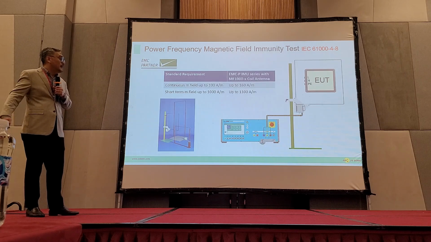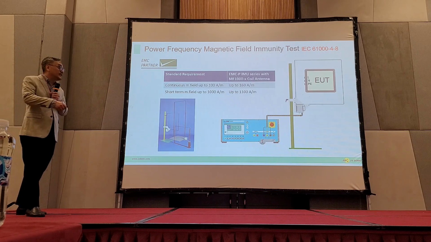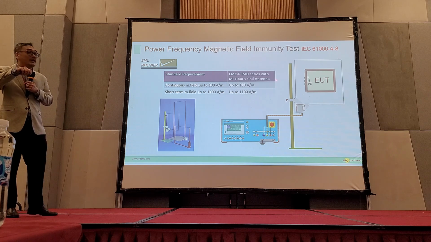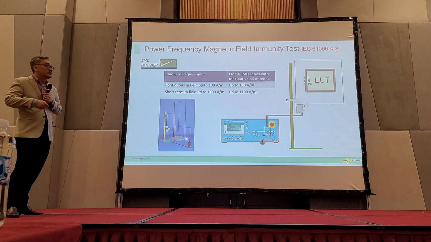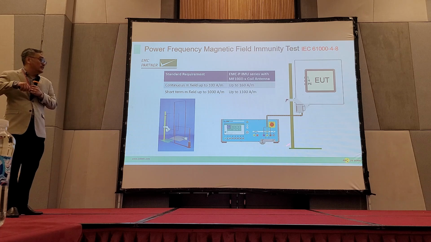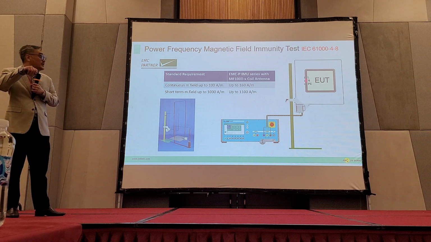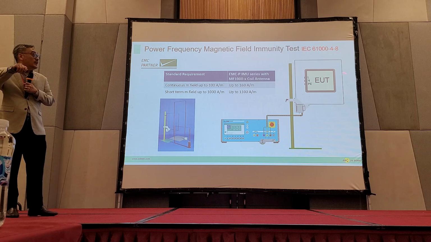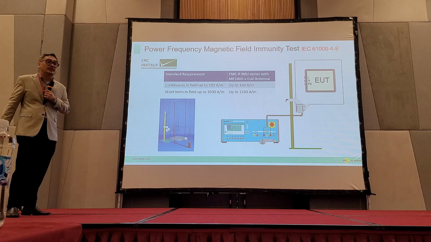So, an example of a solution that we have: a generator and a magnetic field coil. So this is how we do it. We inject the current from here to the magnetic field coil, then inject the noise into the product.